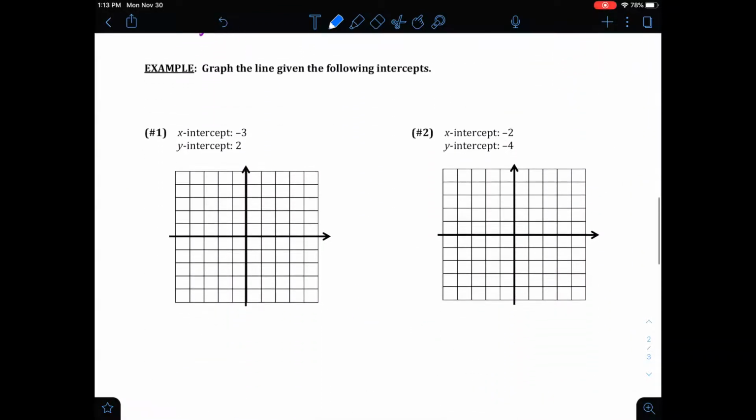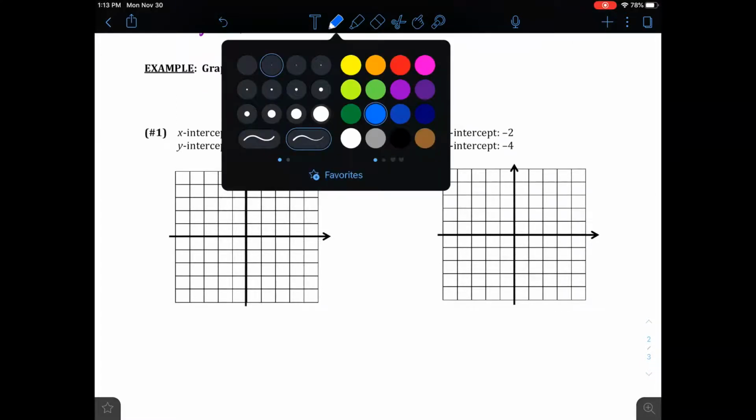All right, moving on. Graph the line with the following intercepts.